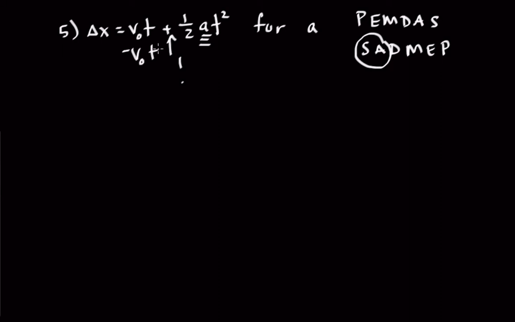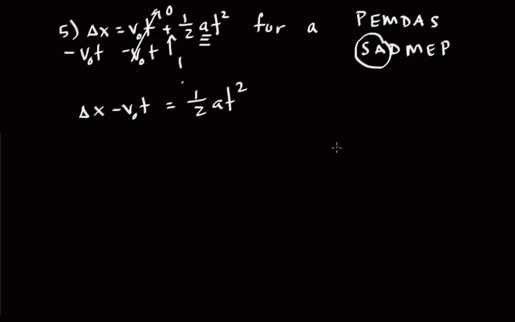V naught t minus v naught t is 0, like 5 minus 5 is 0. Whatever I do to this side, I have to do to this side. So I end up with this. Delta x minus v naught t is 1/2 at squared.